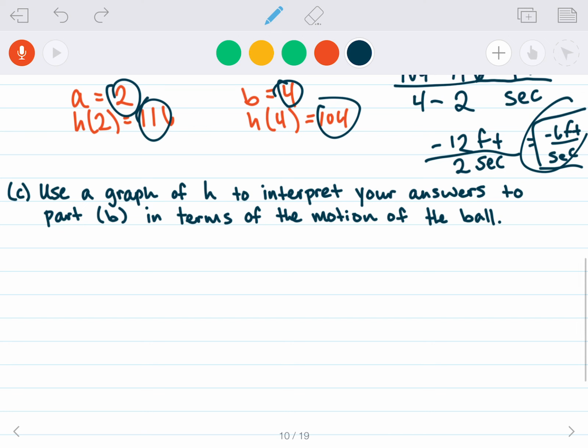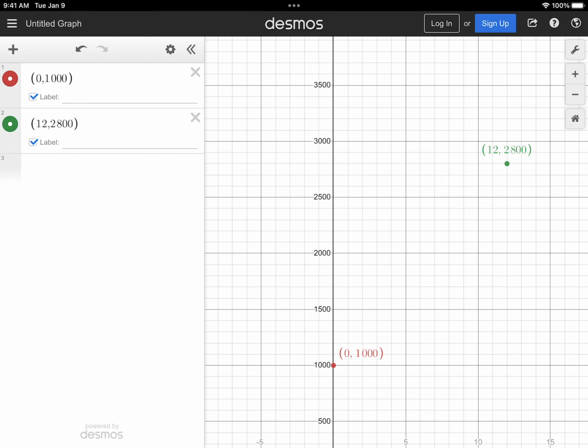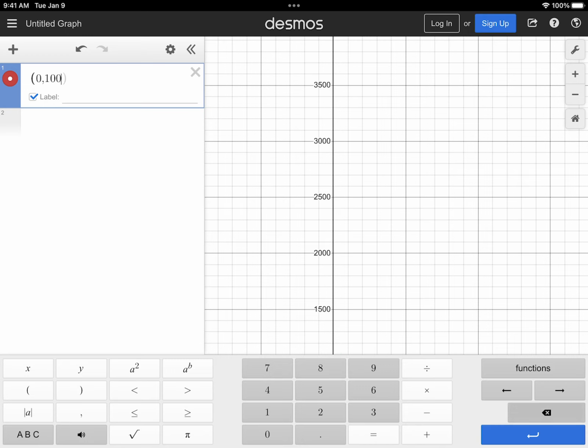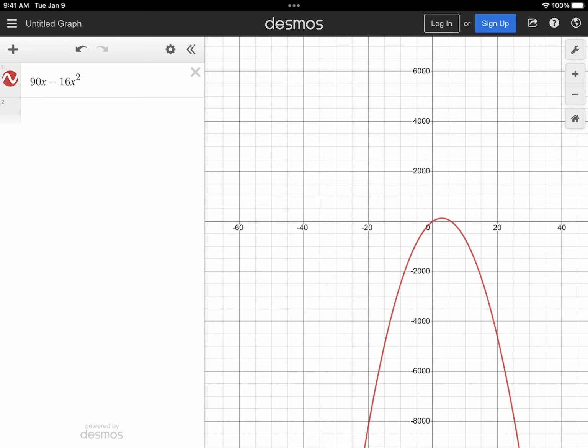All right, so what I'm going to do is I'm just going to put this function into Desmos. So instead of t, Desmos likes x. So I'm going to put 90x minus 16x squared. This is just our function rule. And notice if I zoom out, I can see this picture.